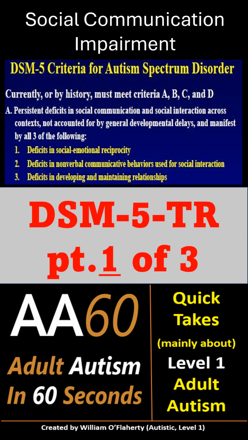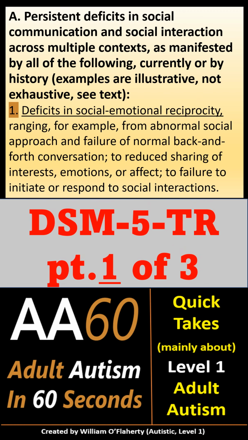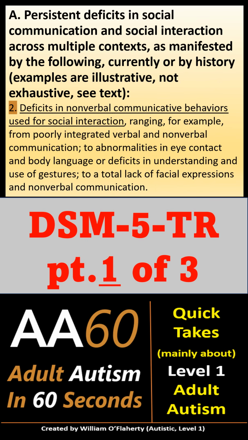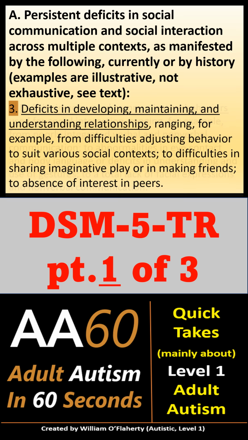The DSM says there must be persistent deficits in social communication and social interactions across contexts, not accounted for by general developmental delays, and they are manifest by deficits in all three of the following. First, social emotional reciprocity. Second, nonverbal communicative behaviors used for social interaction. Thirdly, developing, maintaining, and understanding relationships.